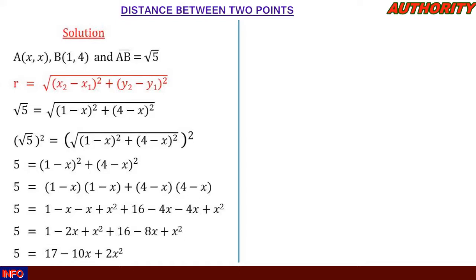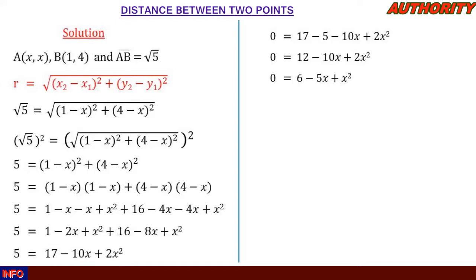Let's take 5 to the other side. We have 0 is equal to 17 minus 5 minus 10x plus 2x squared, so 0 is equal to 12 minus 10x plus 2x squared. Let's divide everything by 2. 12 divided by 2 gives us 6, minus 10 divided by 2 gives us minus 5, and 2 divided by 2 is 1. Therefore, 0 is equal to 6 minus 5x plus x squared.